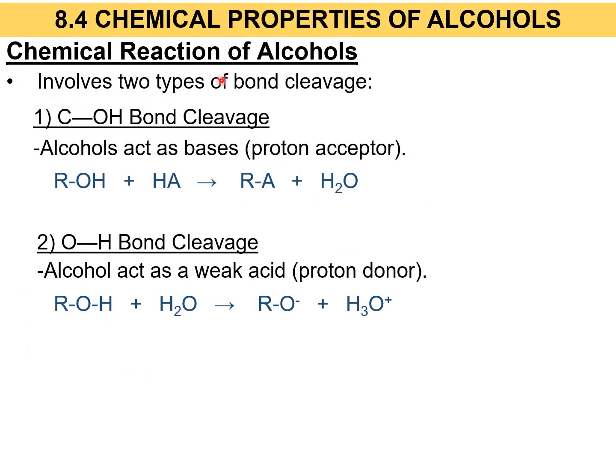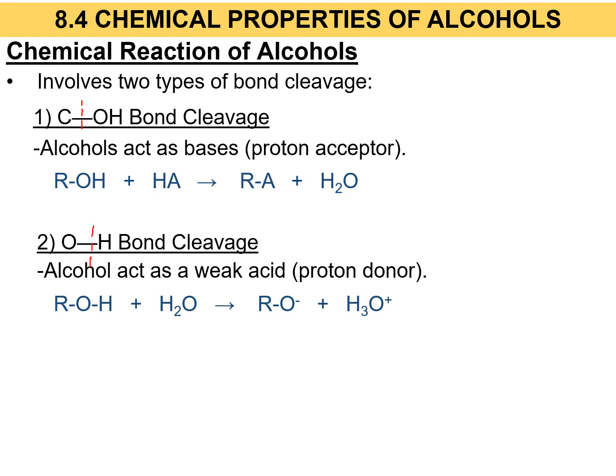Okay, chemical reaction of alcohols ni akan melibatkan dua jenis bond cleavage. Sama ada you buat C-OH bond cleavage ataupun O-H bond cleavage. Kalau C-OH bond cleavage, that means you akan belah the bond between carbon dan juga OH. Kalau O-H bond cleavage, you akan buat belahan bond between oxygen dan juga hydrogen.